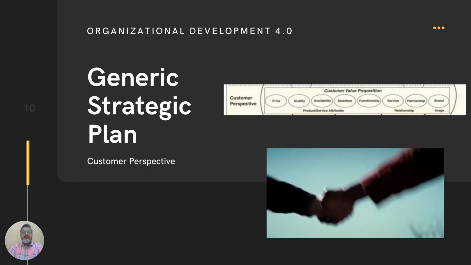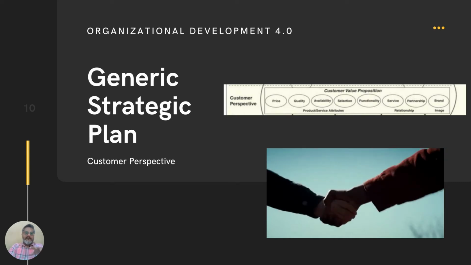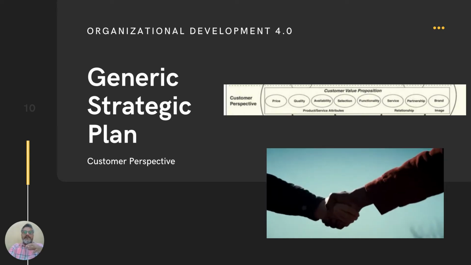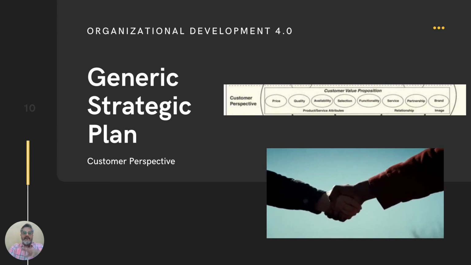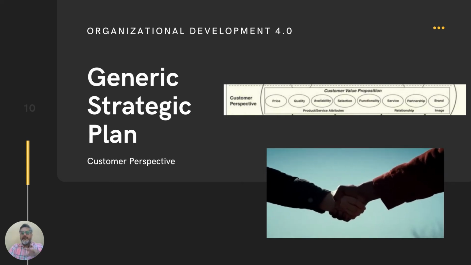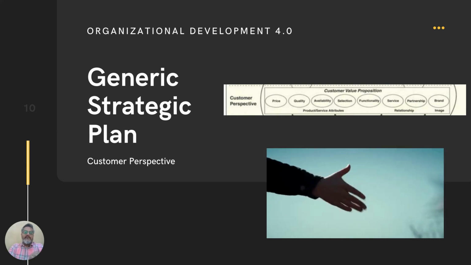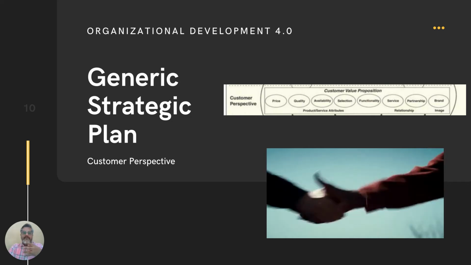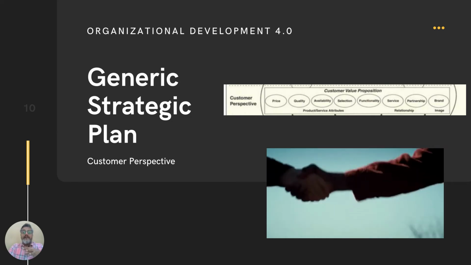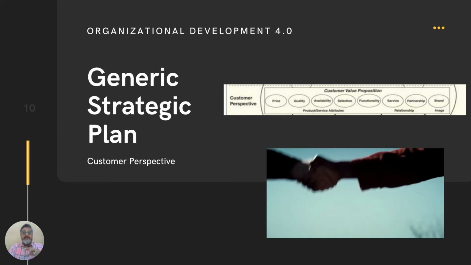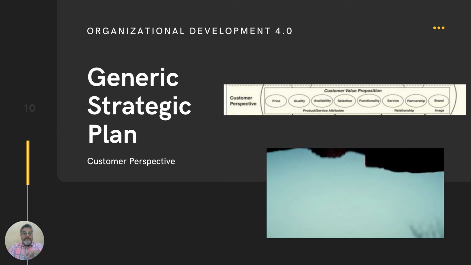After this comes our customer perspective. Now, customer concerns can generally be broken into three areas: product and service attributes, which includes your price, quality, availability, selection, functionality. Then the second is relationship, wherein we talk about the service, the partnerships. And the third one is the image, where we are talking about the brand. Now, this is another very, very important perspective in a strategic plan.